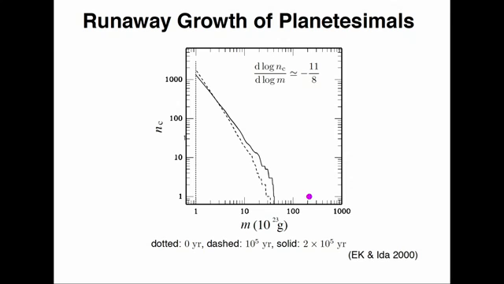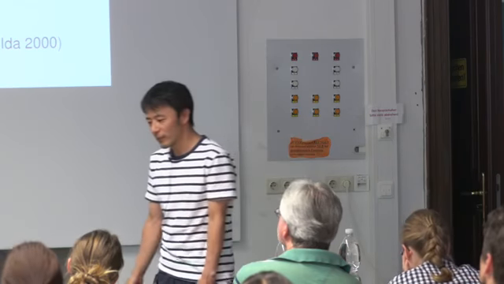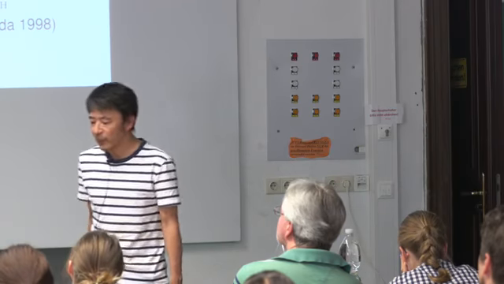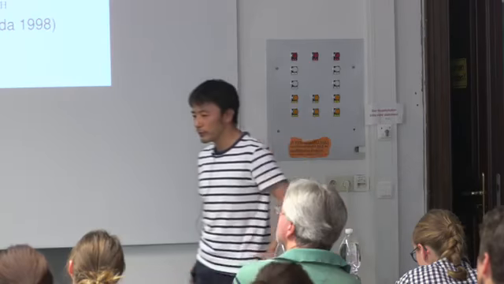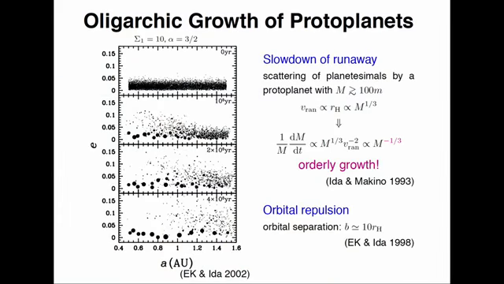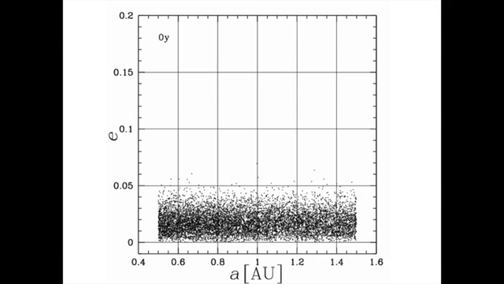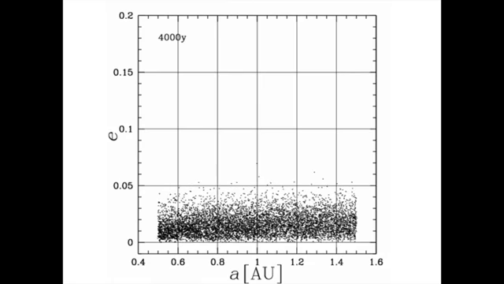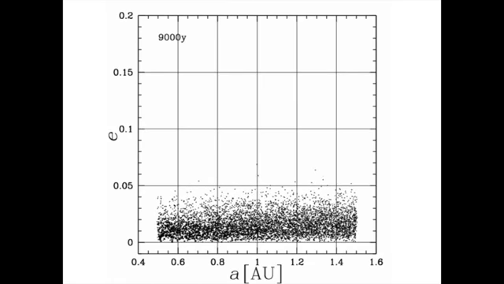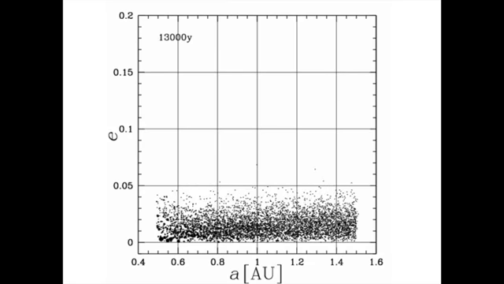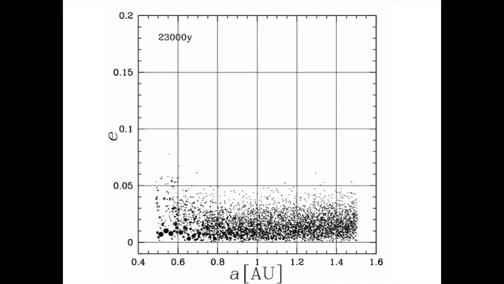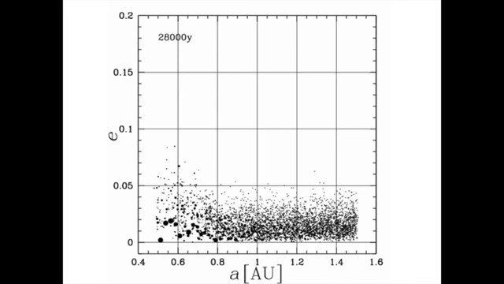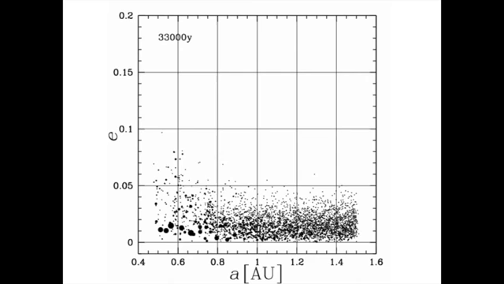So then the question here is, can we form the Earth just by runaway growth? But we can't. The runaway growth stalls inevitably. So then what happens is this mode, which we call oligarchic growth. So this is semi-major axis and eccentricity. Initially, all planetesimals have equal mass, and this is time in years. So we have a runaway growing body right here.